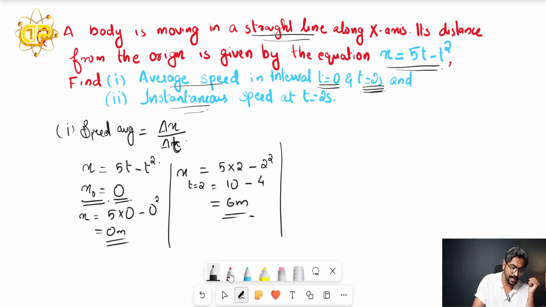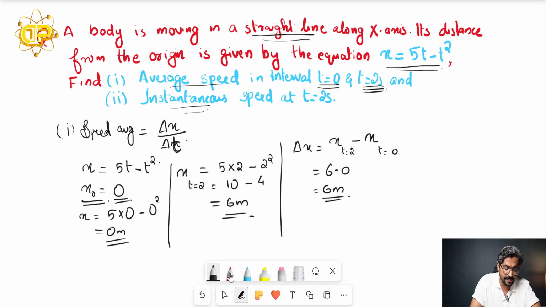So what is delta x? Delta x is equal to x at t is equal to 2 minus x at t is equal to 0. Then that will be equal to 6 minus 0, that is equal to 6 meters. So delta x is equal to 6 meters. Delta t is what? Here t is equal to 2 seconds, t1 is equal to 0. Then we will get 2 minus 0, that is equal to 2.